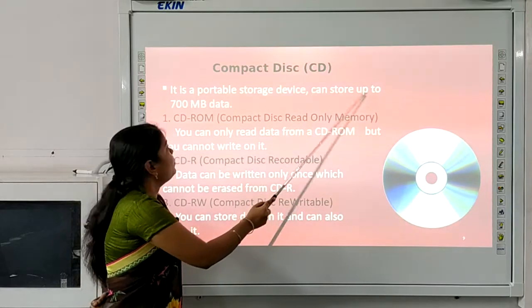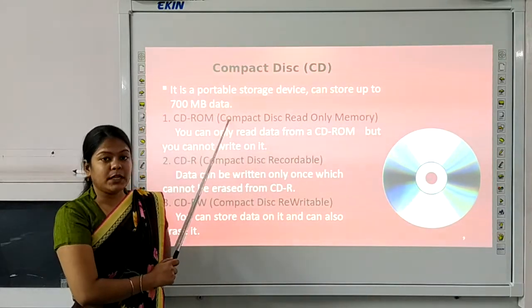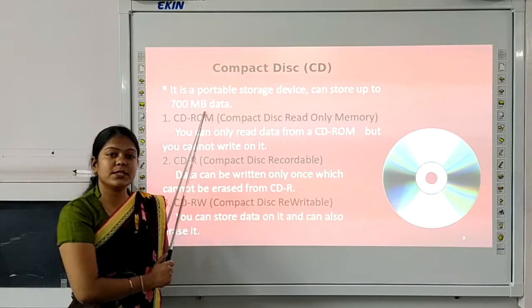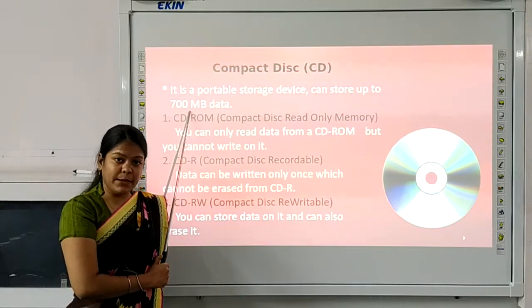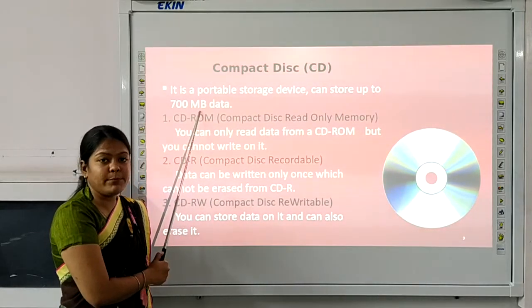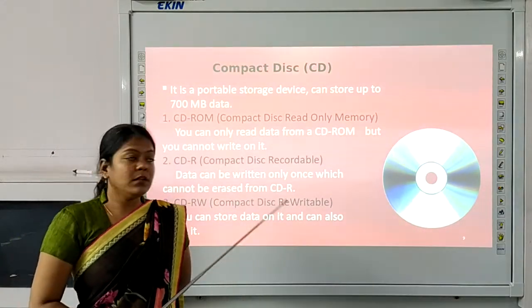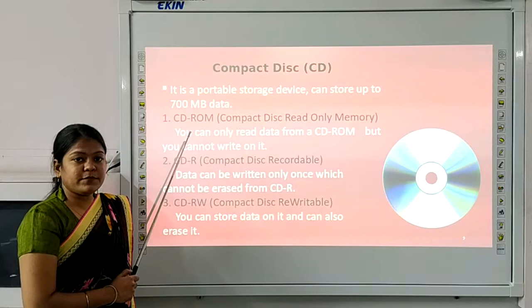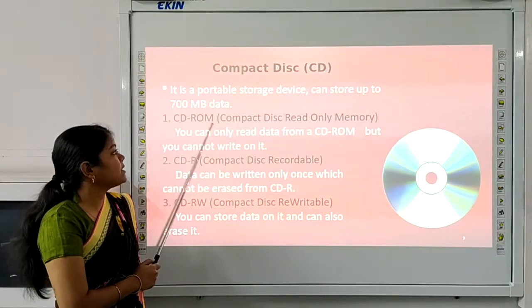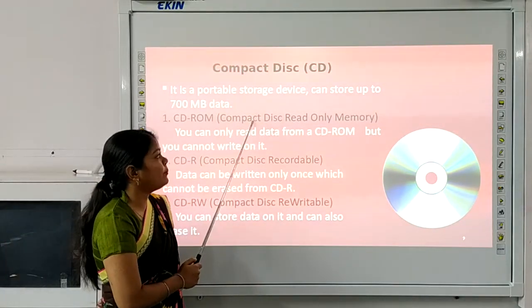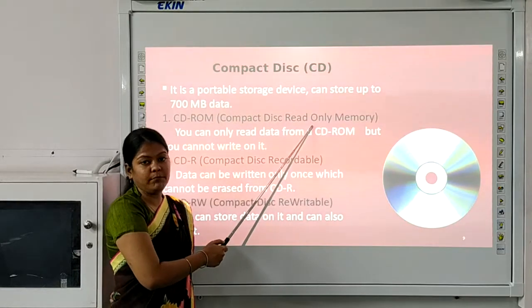It can store up to 700 MB of data. To CD aapki kitne MB ka data store kar sakti hai? Maximum 700 MB. MB stands for megabyte. We have various types of CDs available. Here we have 3 types of CDs. First, CD-ROM stands for compact disk read only memory.